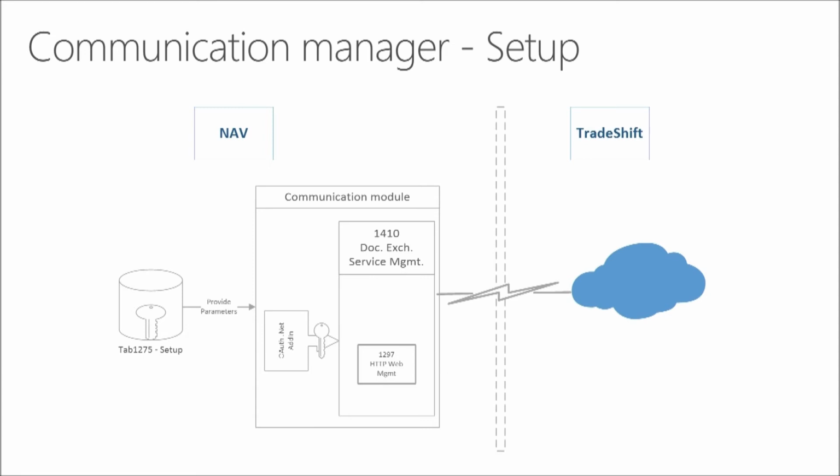And then, because connecting to Tradeshift requires authentication, we decided to use a .NET add-in for obtaining the signature. I personally hate doing a lot of string manipulation in C/AL, so I found it much easier to do it in .NET, so I just created a .NET add-in, and that will provide the signature. To get the signature, you will have to use the setup parameters that are saved in table 1275, the setup table. So the communication manager is responsible for sending requests to Tradeshift, and then receiving responses and processing them.